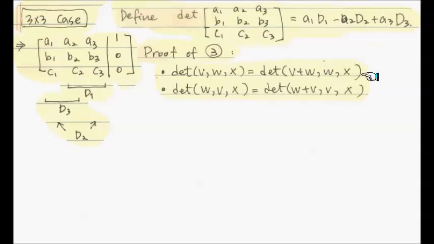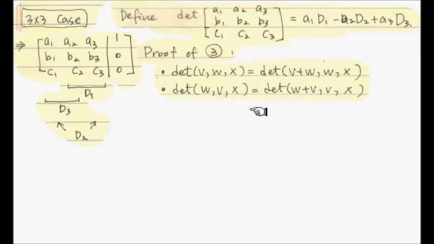So it doesn't matter, if you put any redundant column inserted here, whether it is a W or X or W plus X, whatever, it's not going to change the determinant value. So it's the same as VWX. That was the property that we showed earlier.